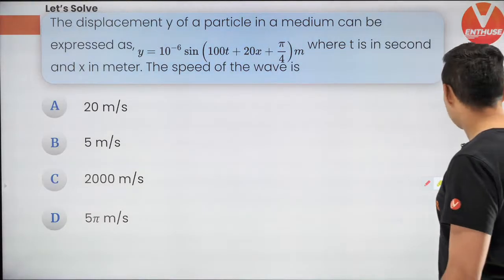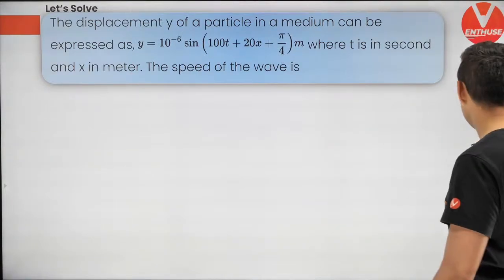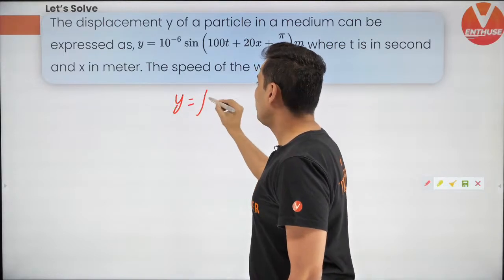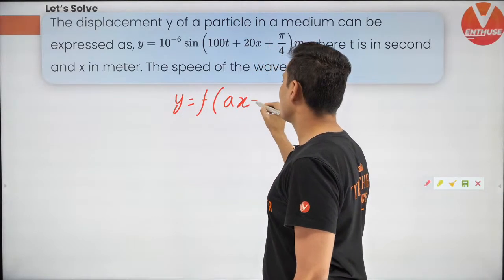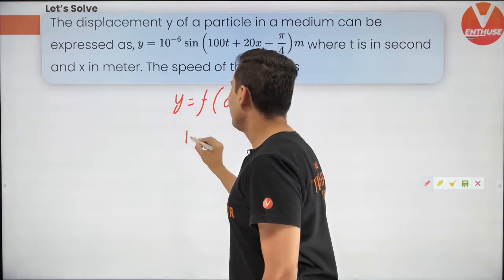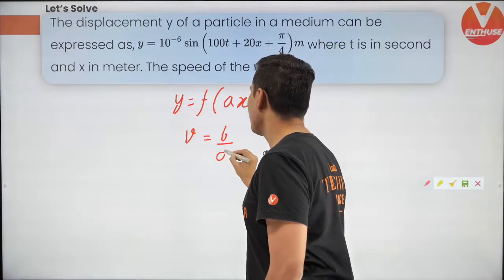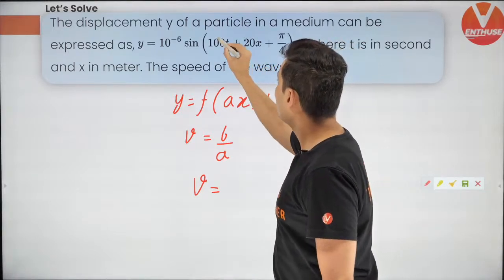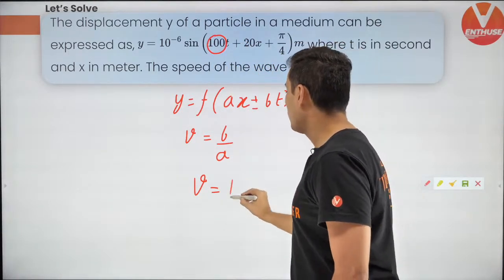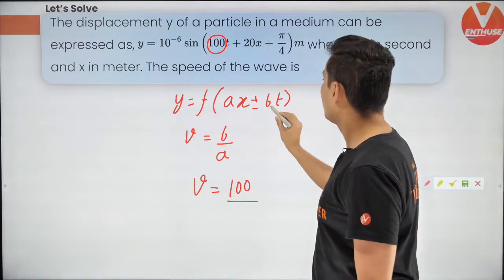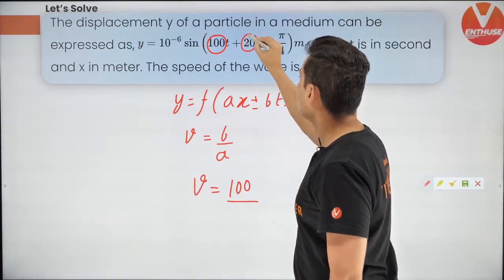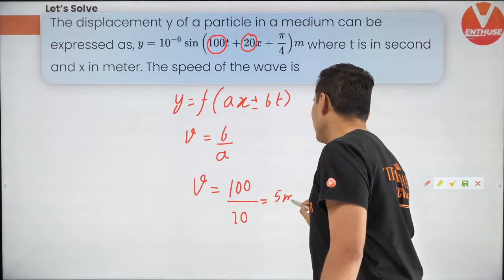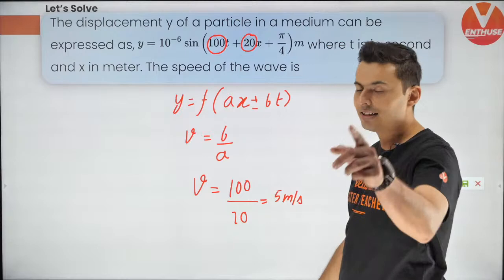So, guys, I just told you how to solve these kinds of questions. Remember, y is some function of ax plus minus bt. The wave speed is given by b by a. So over here also, velocity will be, who is b? B is 100, the coefficient of time, divided by the coefficient of x, what is that? 20. So guys, what is it going to give you? 5 meters per second. Correct, that's the answer.